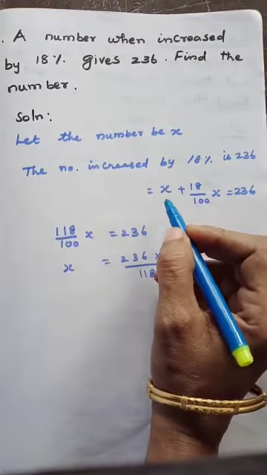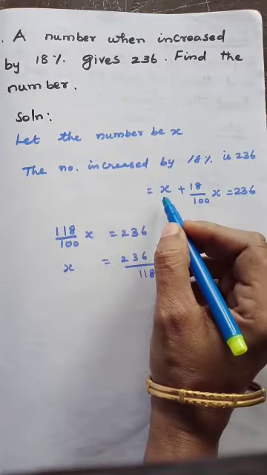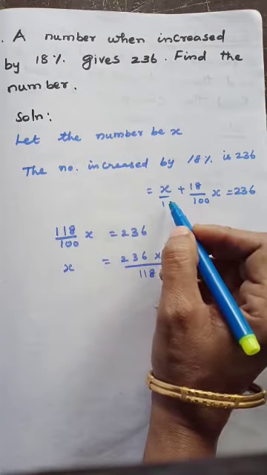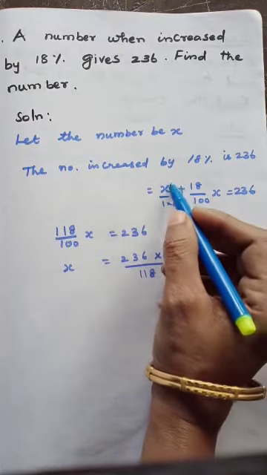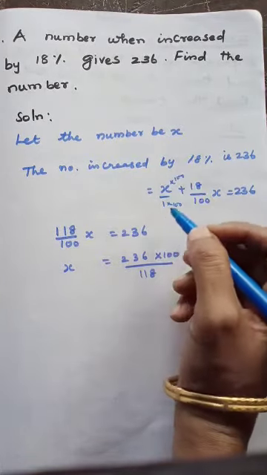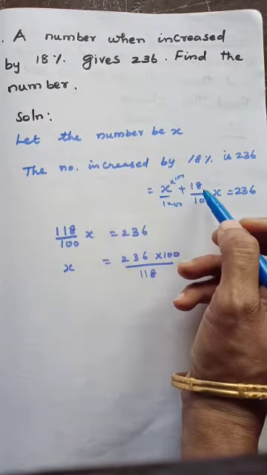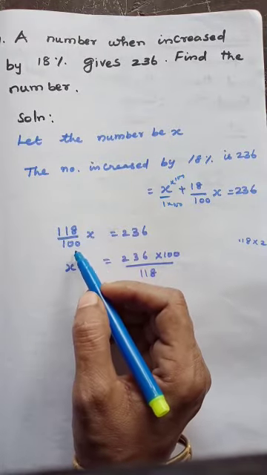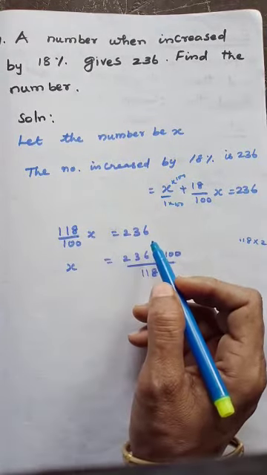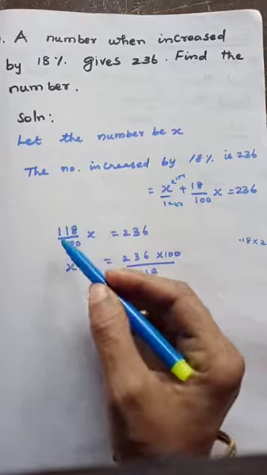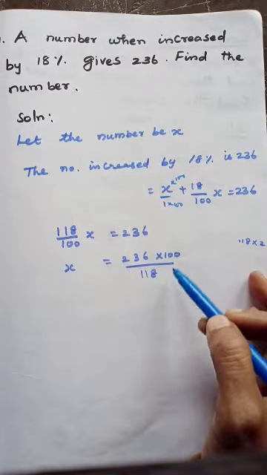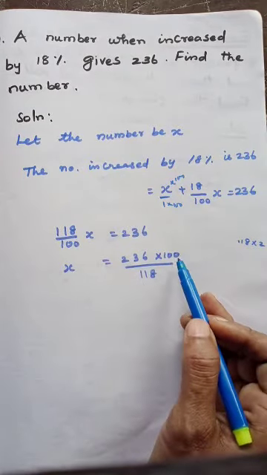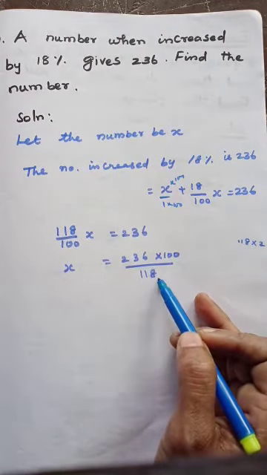We have to see the LCM for these two denominators. Now we have to multiply the denominator by 100 and also the numerator by 100. So 100x plus 18x by 100, that is 118 by 100 into x, is equal to 236. Now keep x here and bring that to the other side, and it will come as the reciprocal. So 236 into 100 by 118.